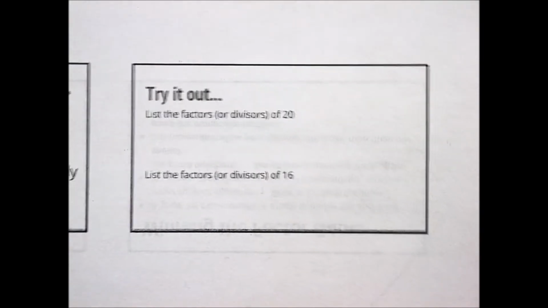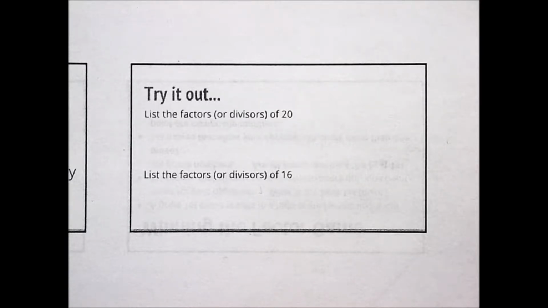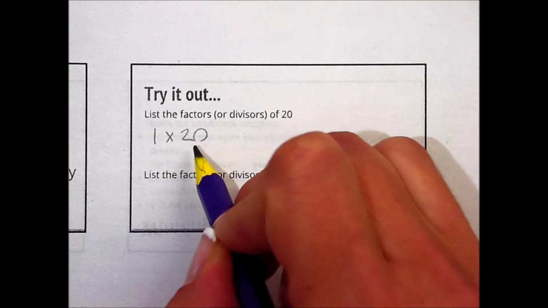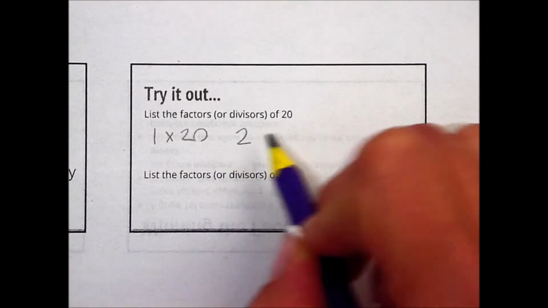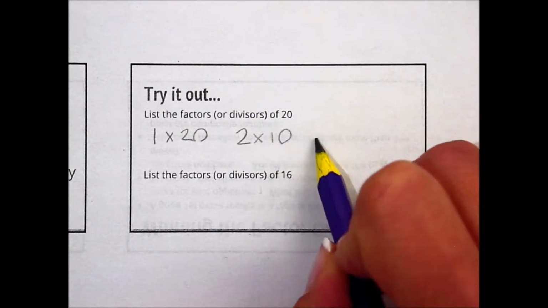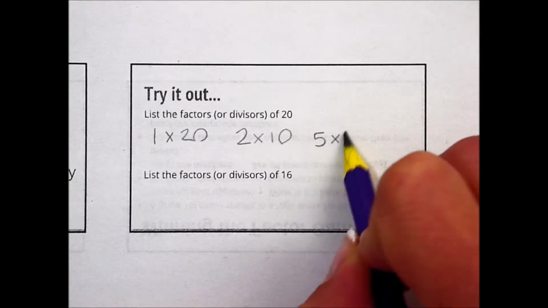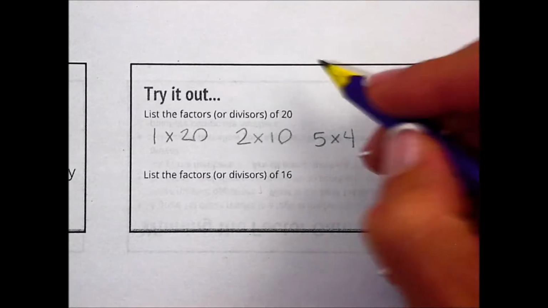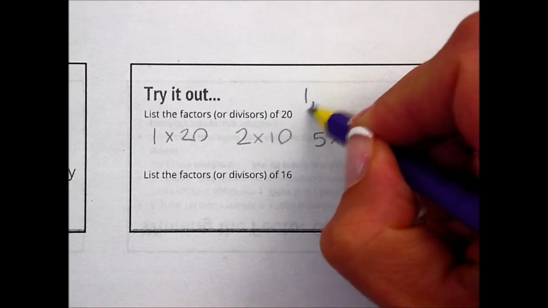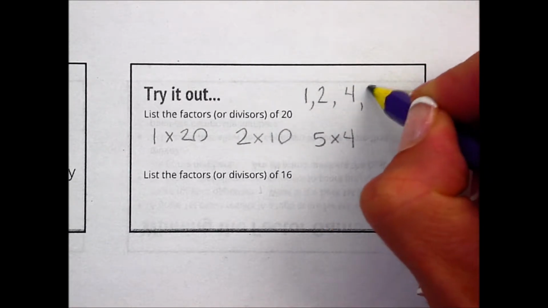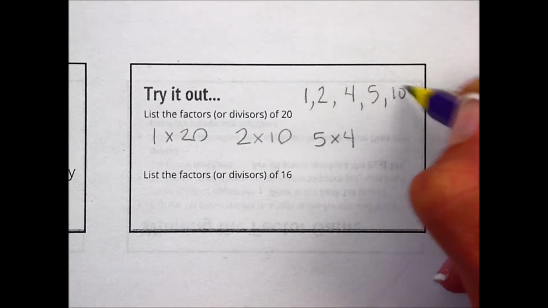Let's try it out. Let's list the factors or divisors of 20. Let's use multiplication. I can think of 1 times 20, 2 times 10, and 5 times 4 to give me factors of 20. So when I list those, I put them in order: 1, 2, 4, 5, 10, and 20.